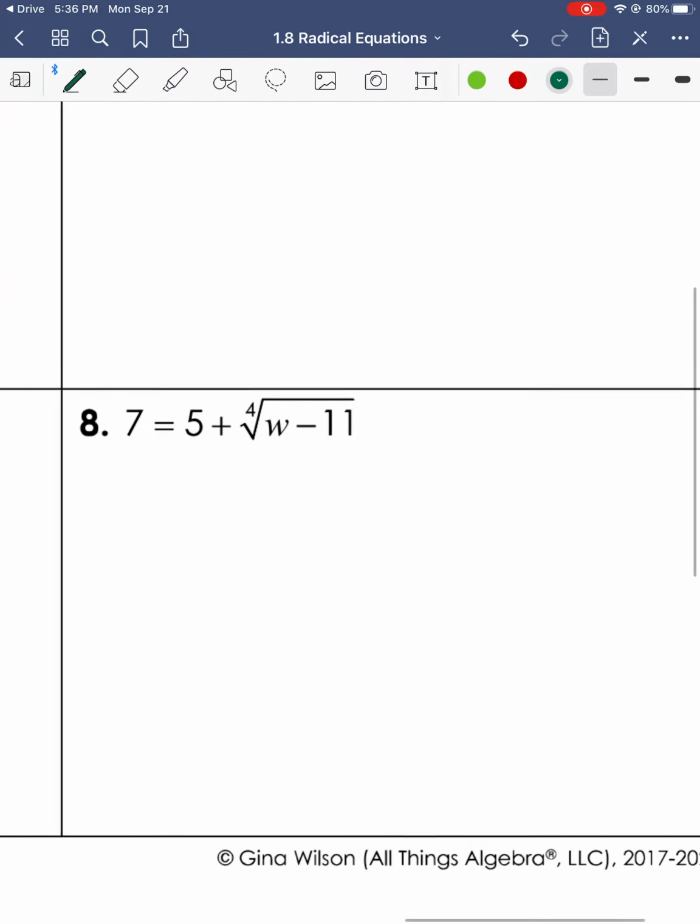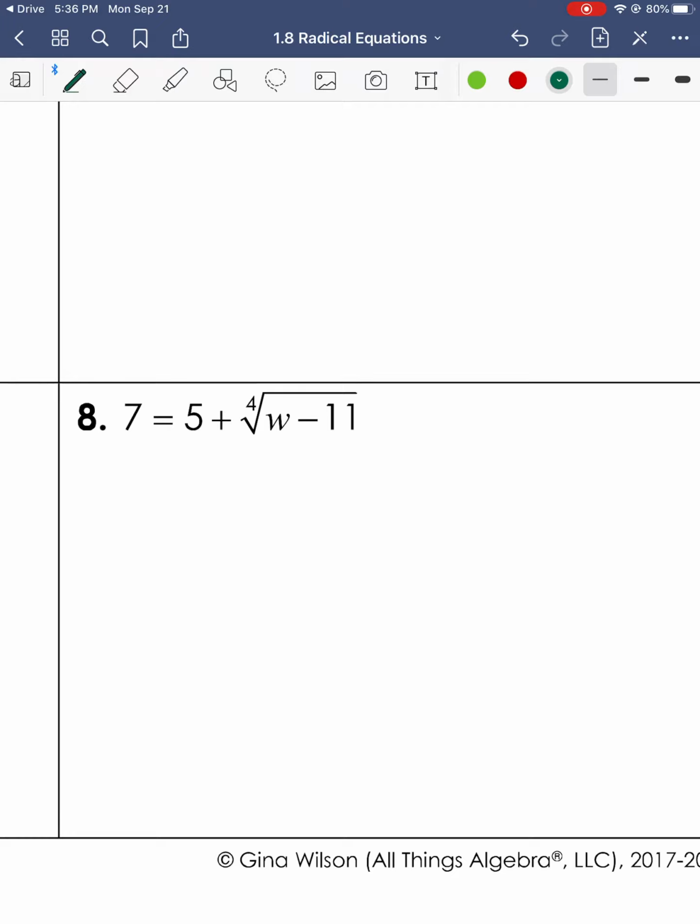We could do number 8 here, because step number 1 would be to isolate the radical. And here we have 5 being added to the radical. So we're just going to subtract 5 from both sides to start with. So we get 2 is equal to the fourth root of w minus 11. And just because it's my preference, I like to have what we're solving for on the left side. So I'm just going to swap those two straight across the equal sign there.